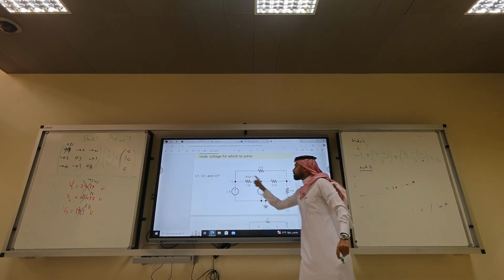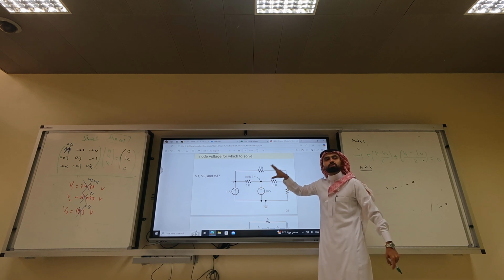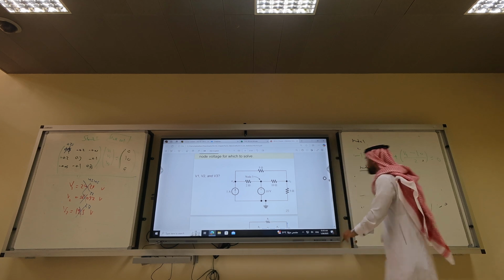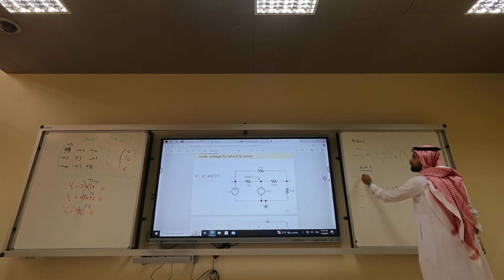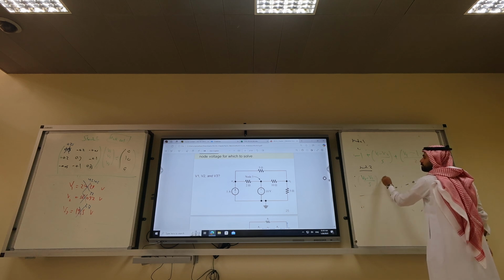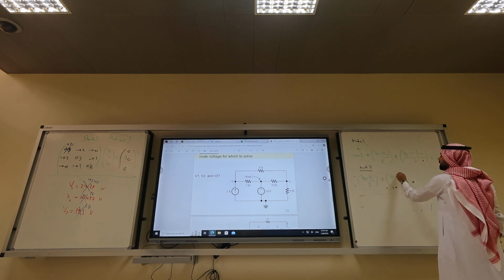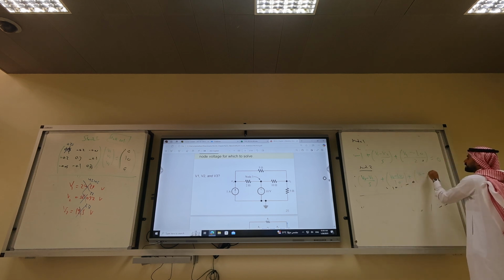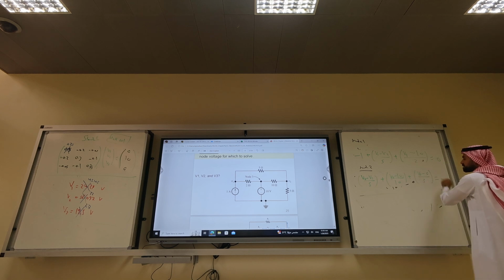V1 minus 10. What did I tell you about the voltage source? We know it's already 10. V1 minus 10. At this node, node 2, what will we have? V2 minus V1 over 5 plus V2 minus 10 over 10 plus V2 minus 0 over 5 equal to 0. Standard form.